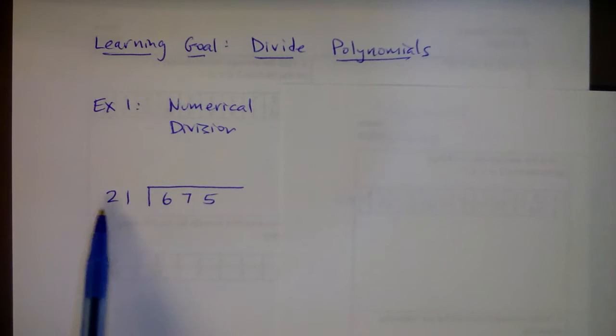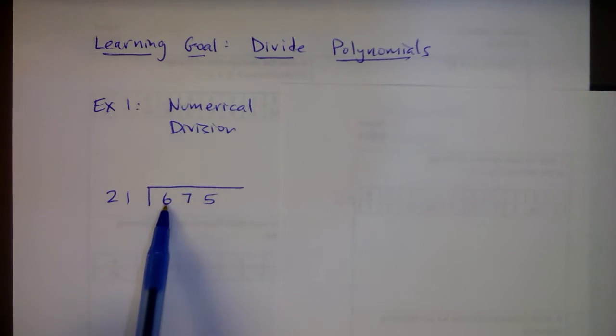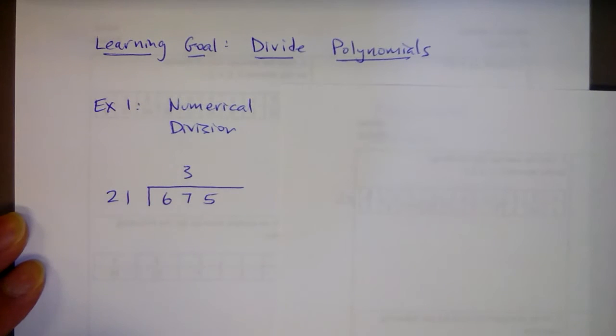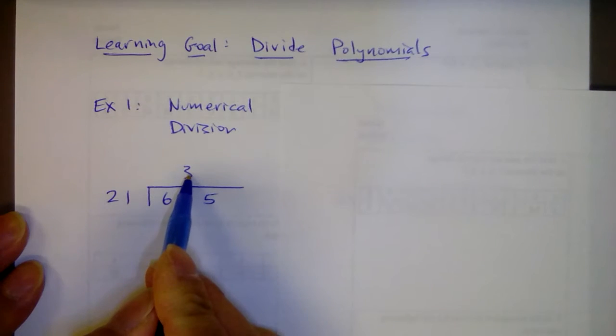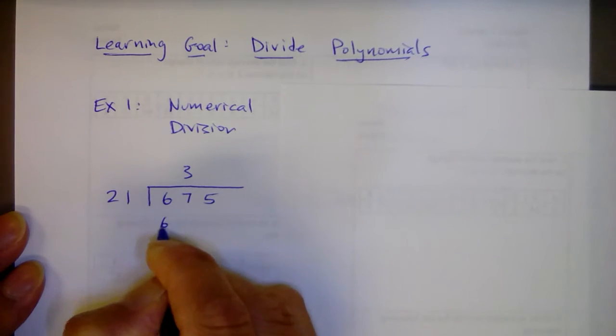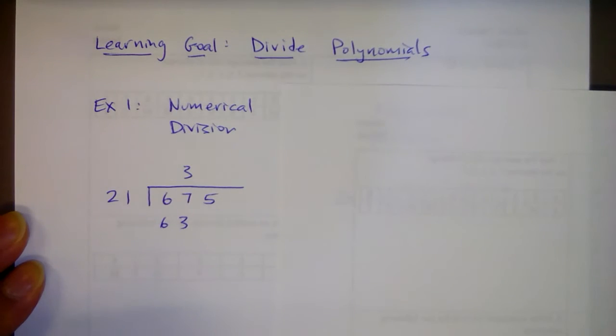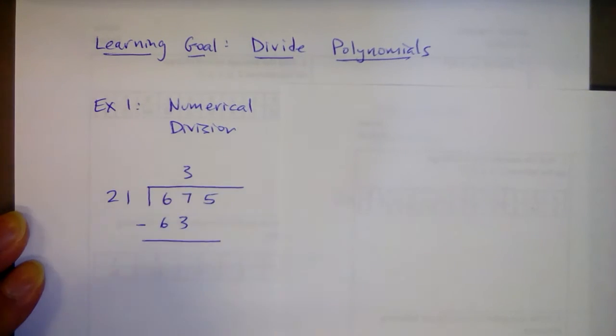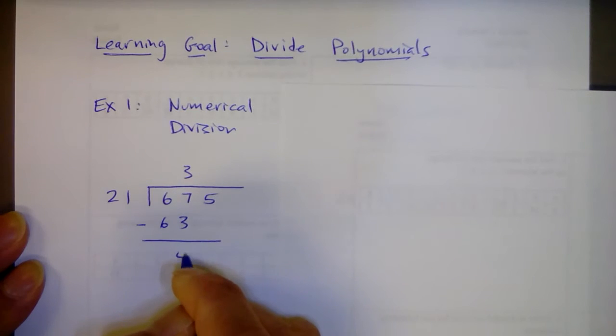675 divided by 21. The first step is we want to see how many times 21 goes into 67, and of course that's a 3. After that, we'll take this 3 and multiply it by 21 and get 63. Next, we'll take 63 and subtract it from 67, and the difference is 4.